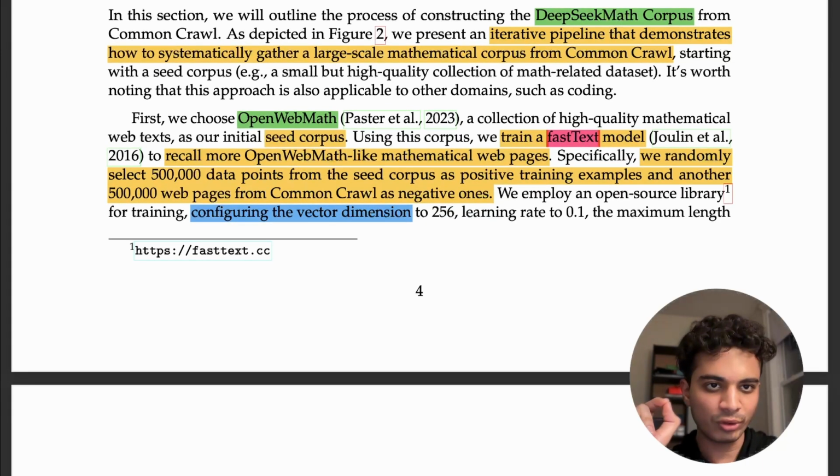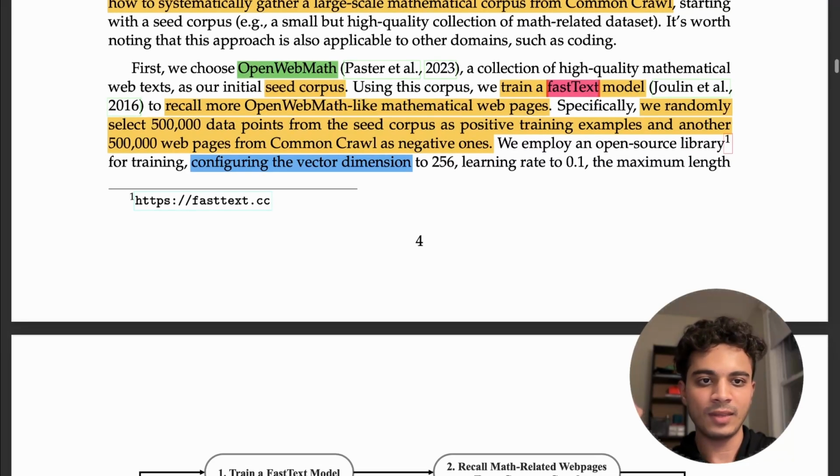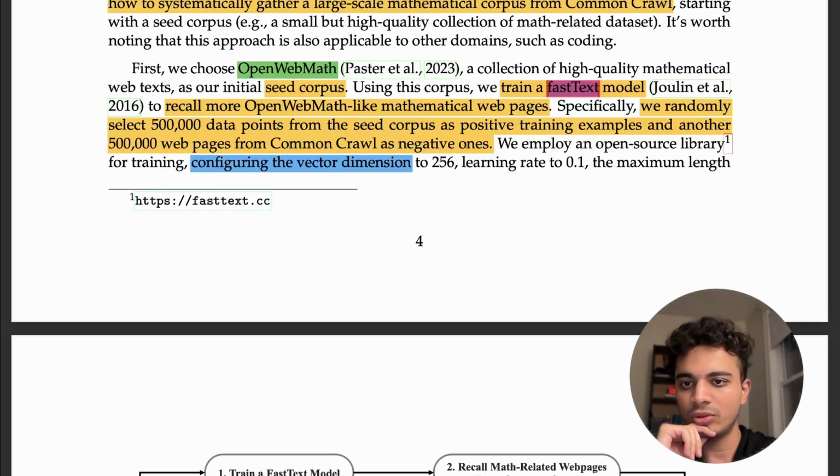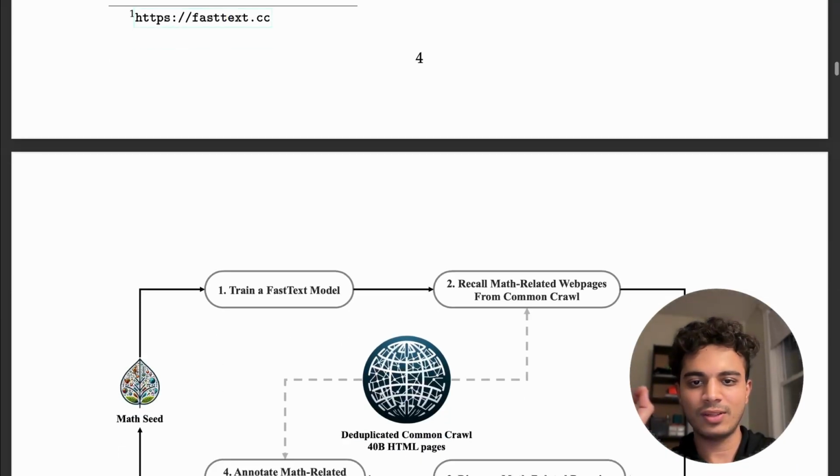So there's the beauty of reinforcement learning. You don't only learn from the good examples, you also learn from the bad examples. So I think that's where reinforcement learning can come into the picture and could help a lot of different discoveries in the future as well. So they're employing an open source library for training. Yeah, again, so this is that one, the fastText model. fasttext.cc is another open source library for configuring the vector dimensions, everything like that.